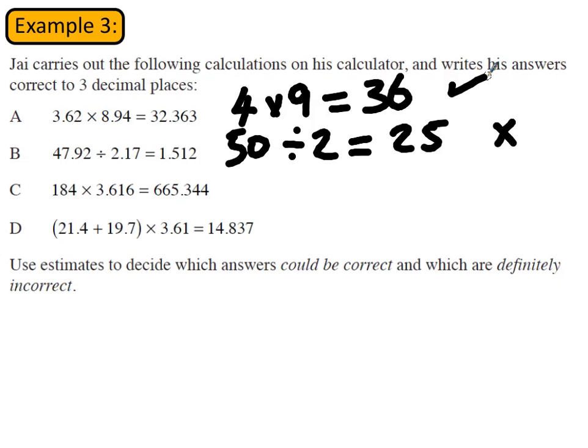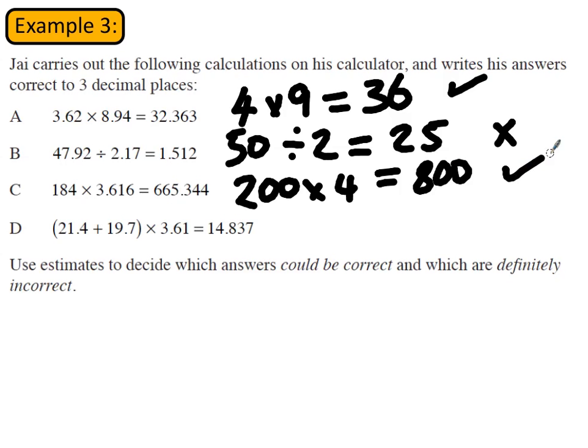In part C, we can do, well, 200 multiplied by 4. That would be rounding each of them to one significant figure, and that is 800. Now, at first glance, it may appear that 665 is way off. However, think about what we just did. We rounded the 184 up quite a bit. We rounded the 3.616 up quite a bit, and that helped us to calculate 800. In actual fact, the answer is going to be a little bit lower than that, and I think 665.344 could conceivably be the correct answer. So that could be correct.